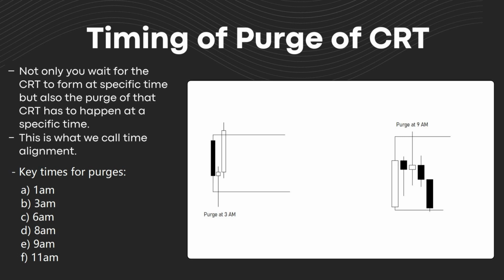An hour or candle is a key time for a manipulation profile to occur, or turtle soup to be formed, or a CRT to be purged, right? Particularly during the 1:30 a.m. Eastern Standard Time. Similarly, we've also got the 3 a.m. key macro time within the London open killzone, where the high of the day or the low of the day is usually formed, and that's also when CRTs are usually purged.